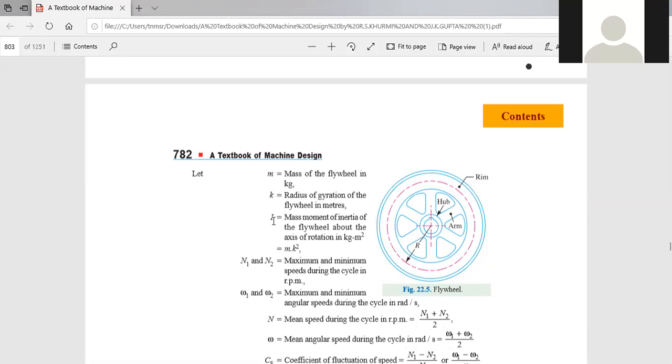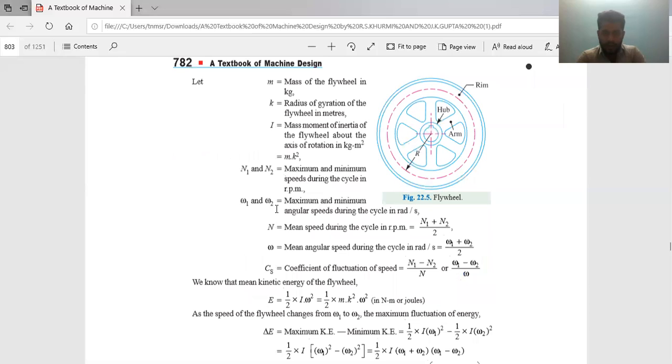Mass moment of inertia, radius of gyration, m into k square. K is the radius of gyration. Fine. And this k is equal to the mean radius of the rim. What is n1, n2? N1 is the maximum speed of the flywheel and n2 is the minimum speed of the flywheel. What is omega 1 and omega 2? Omega 1 is the maximum angular speed of the flywheel in radian per second. Omega 2 is the minimum angular speed of the flywheel in radian per second.